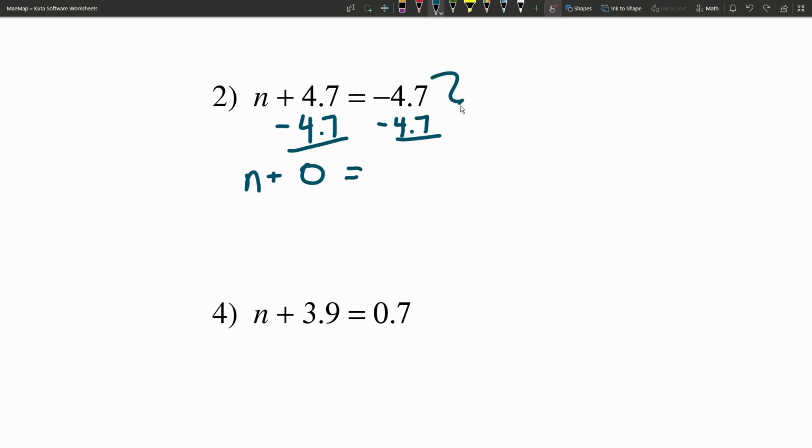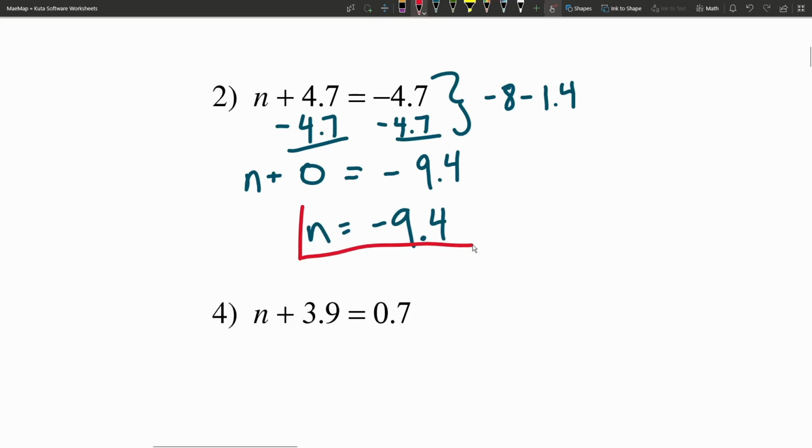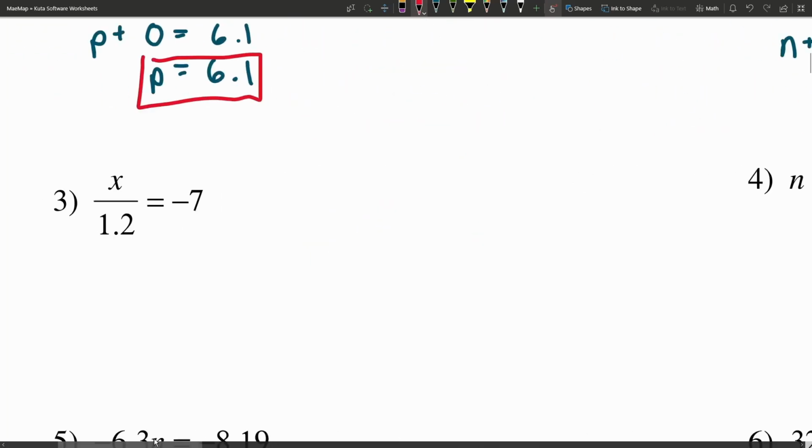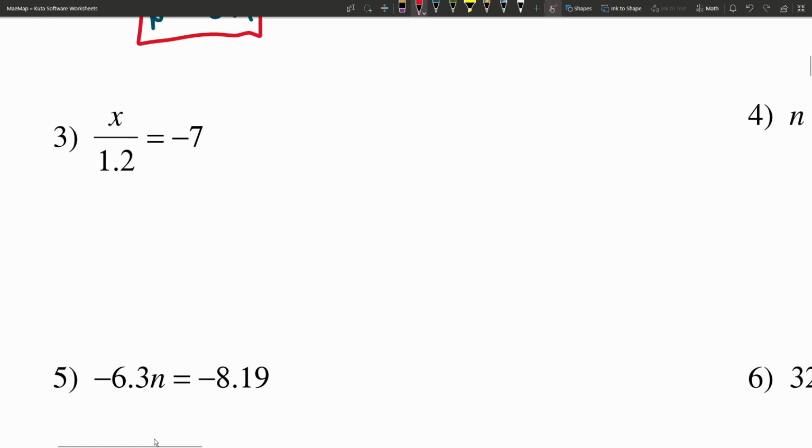And I know that negative 4 and negative 4 make a negative 8. So essentially, out of this, I have a negative 8, and I'm still taking away another 1.4. Negative 8 minus 1.4 is going to be negative 9.4. So I get that n plus 0, which is n, equals a negative 9.4. And let's go ahead and box our solution. Moving on to number 3, now we have x, our variable, divided by 1.2 equals negative 7. Remember, if we're dividing, in order to essentially cancel that out, we're going to be multiplying. So we're going to multiply by this 1.2.